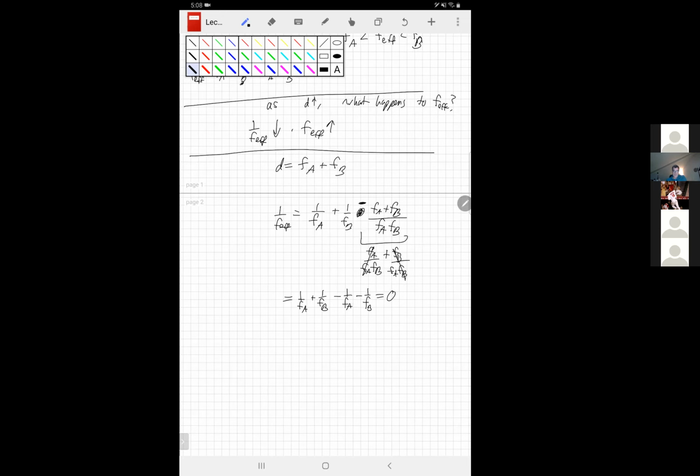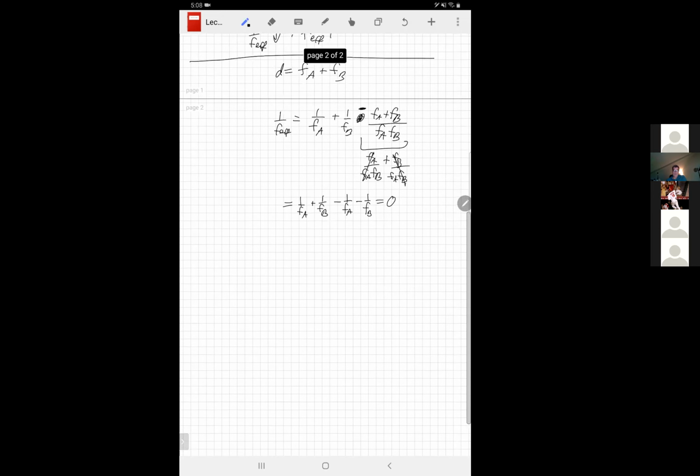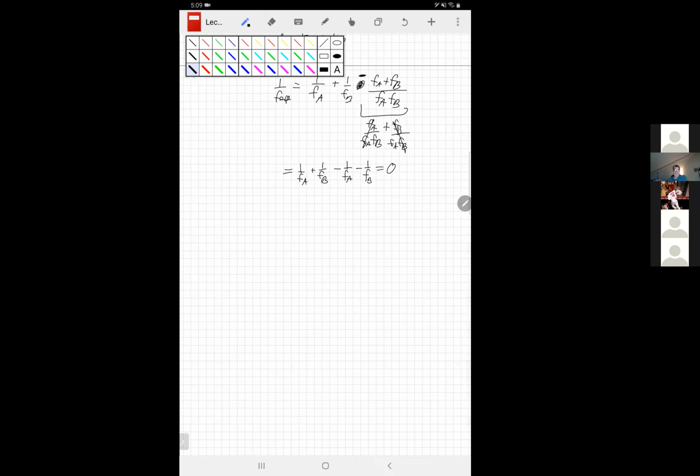Now, you may be thinking at this point that a system with 0 inverse focal length is useless. Far from it. Let me explain.